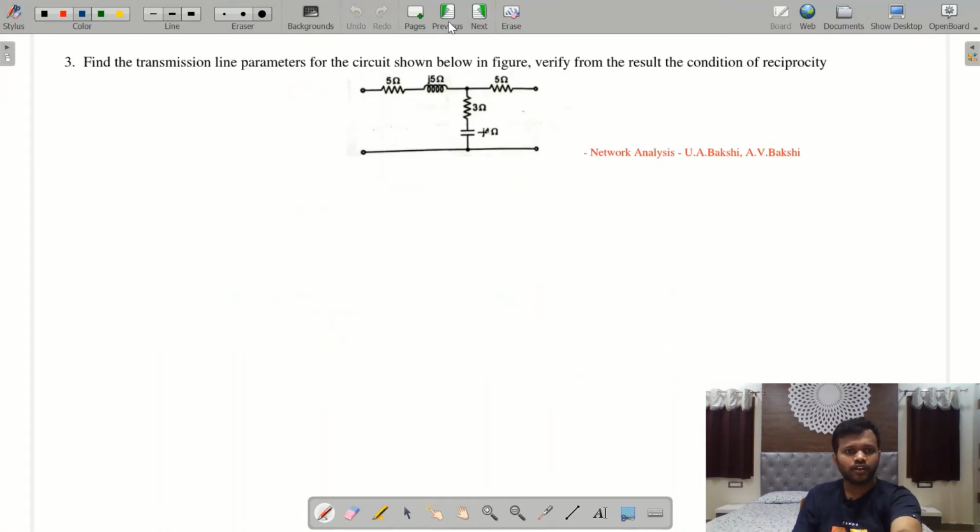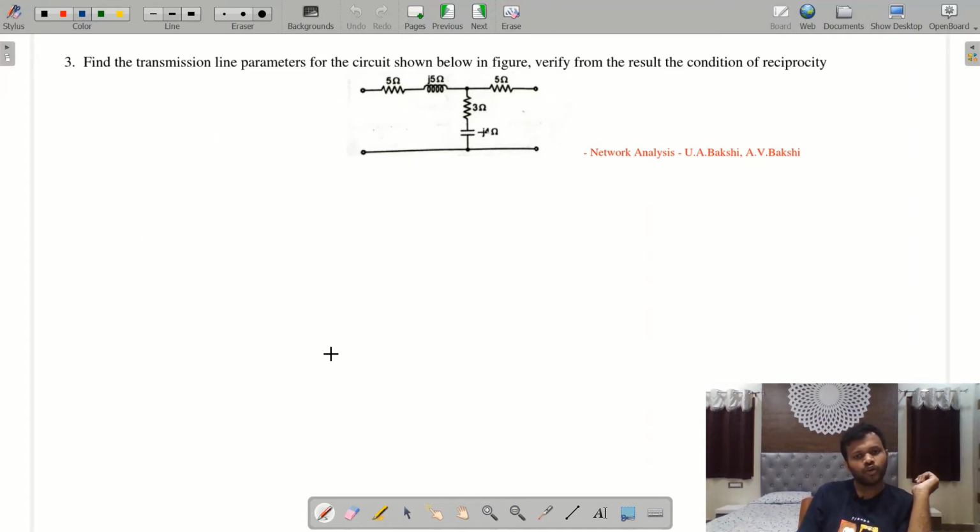Now the third question. What they are asking: find the transmission line parameters for the circuit shown in the figure, and verify the condition for reciprocity. They had given a T network and were asking to find the transmission parameters. I'm not going to calculate this in the conventional method, as it will be very difficult since both resistance and reactance come into the picture.